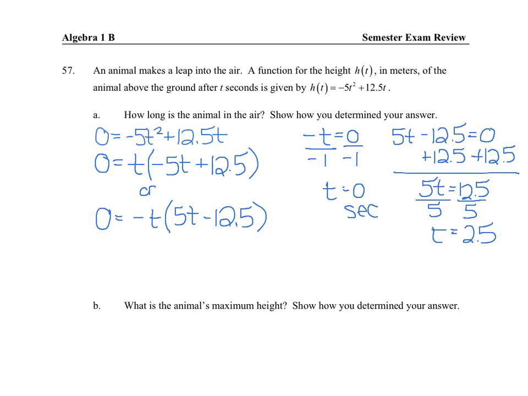So this is time, so it's seconds. And to find the total time that the animal's in the air, we're going to take away when the animal hit the ground and the time that the animal started at. So in this case, the animal is in the air for 2.5 seconds because 2.5 minus 0 equals 2.5. I could have also found out what t was, my zeros, using the quadratic formula, completing the square, graphing, etc.